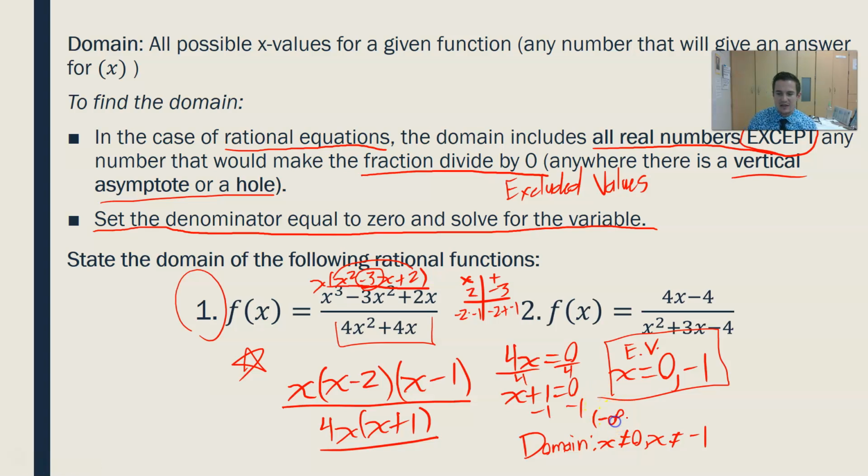I could write negative infinity up to negative 1, from negative 1 to 0, and from 0 to infinity. So my domain is everything from negative infinity to positive infinity except for negative 1 and 0. Negative 1 and 0 are the only values that aren't in the domain because they make me divide by 0. They are my excluded values. That's how I determine the domain of a rational function.